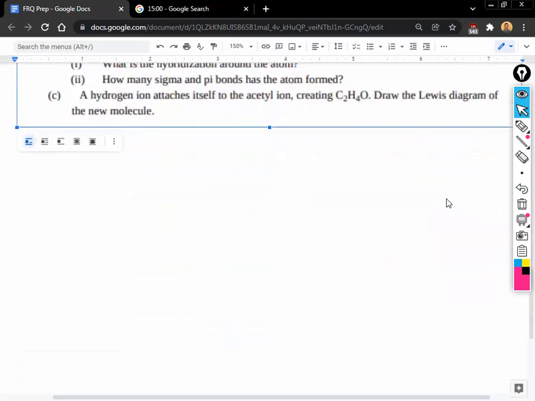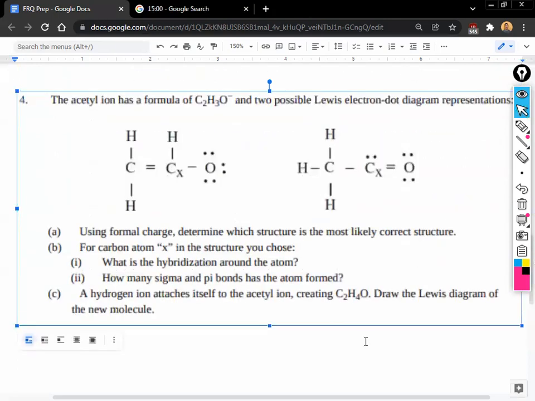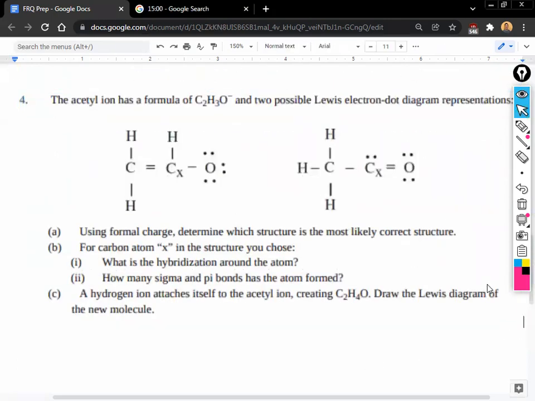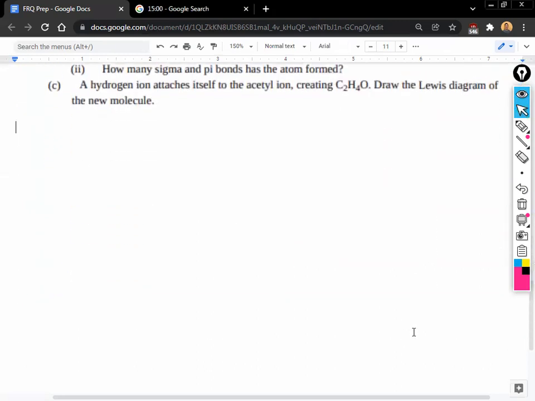Okay, the last one is you're going to have to draw a new Lewis structure for C2H4O. It's saying a hydrogen ion attaches to the acetyl ion and it creates C2H4O. Draw the Lewis structure. I'll give you guys 2 minutes to do that. We'll go over it and then we will finally be done. You will have to know how to draw these Lewis structures for the AP test, so let's keep that in mind.